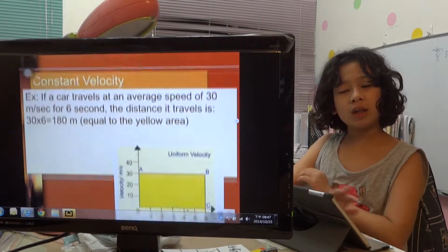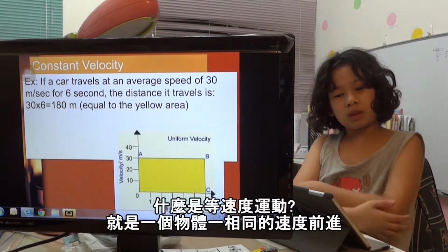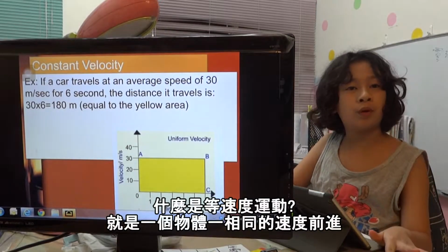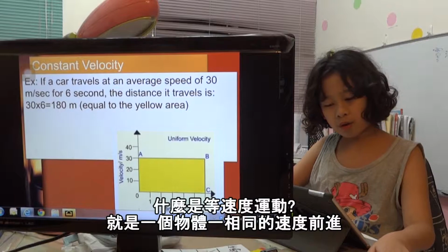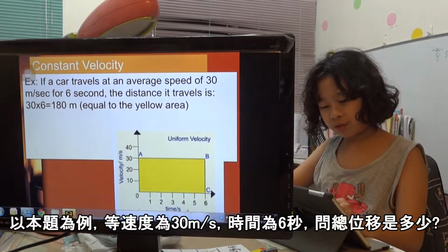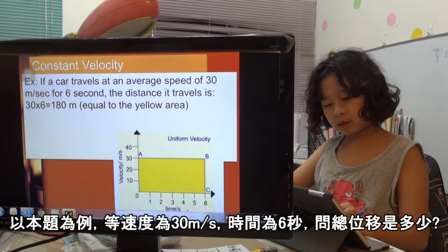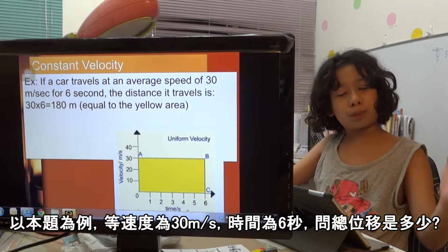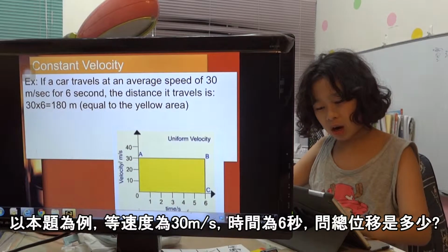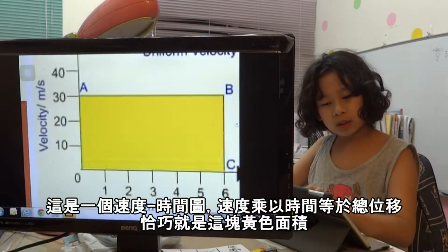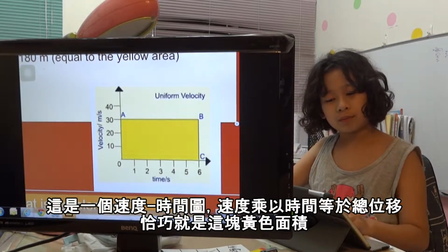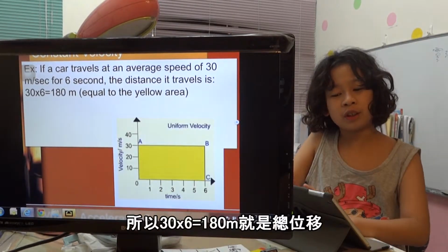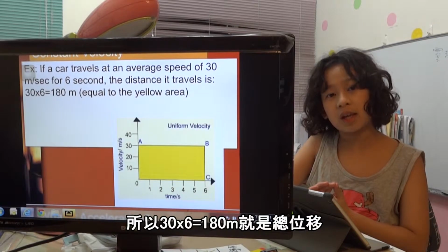Constant velocity. What is a constant velocity? Like you just keep moving at maybe 1 meter per second. Now you can find the velocity is 30, okay? And the time is 6 seconds. So the displacement is the whole picture, the yellow part. It's just the area. So it's equal to 180, because 30 times 6 is equal to 180.